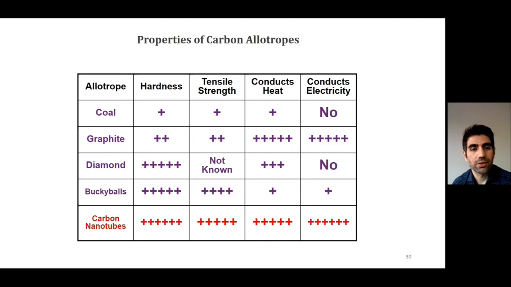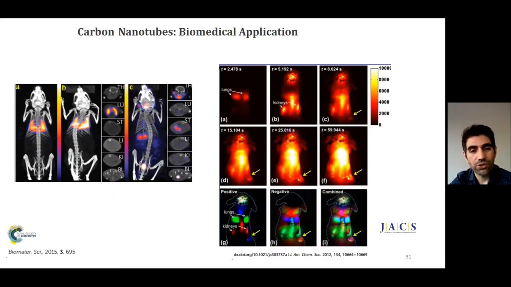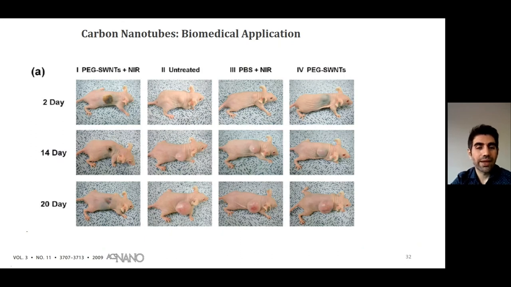Here in this table, I put for comparison different carbon allotropes in terms of properties: hardness, tensile strength, and conduction of heat and electricity. As you can see here, carbon nanotubes are kind of materials that hold great potential, not only for biomedical applications, but also for other industries. In biomedical applications, these materials, carbon nanotubes, I mean, are used for imaging purposes and for therapy purposes. So that's why we can consider these materials for biomedical applications.